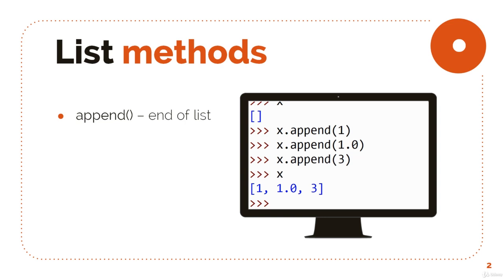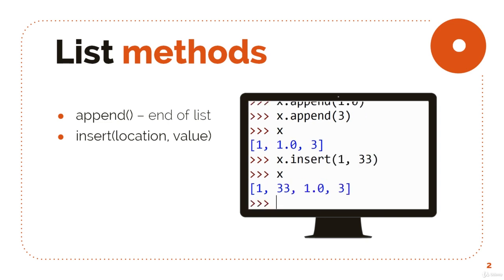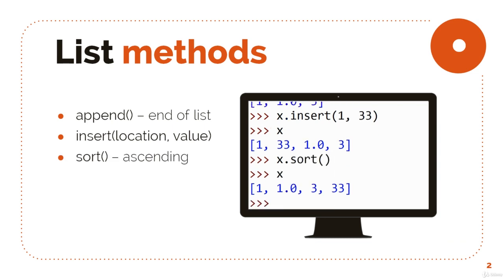If you want to specify where to add it in the list, you have to use the insert method. The first argument is the location, and the second argument is the value that you want to insert. Note that everything else gets shifted to the right. You can sort the list by using the sort method. The result will be in an ascending order.